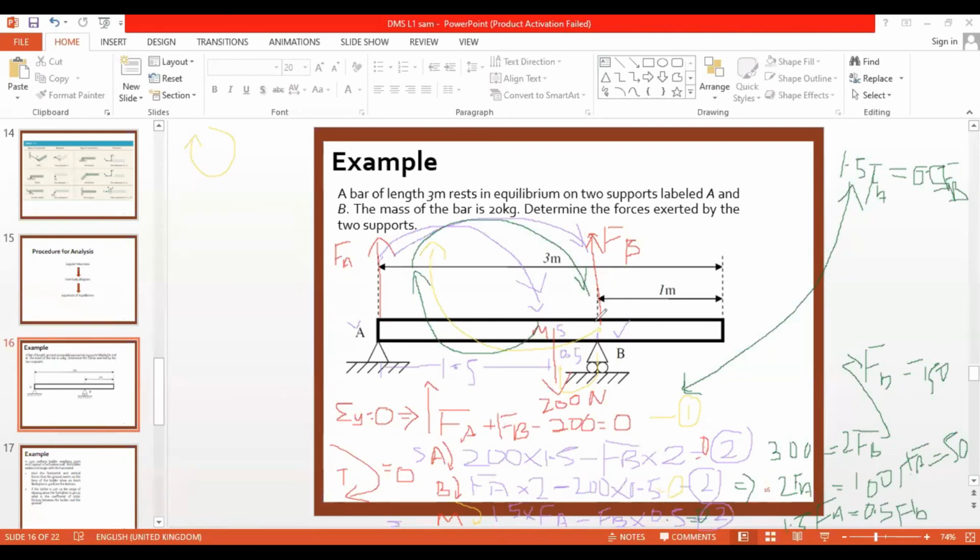So when you take moments, try to start by taking moments from an unknown force's line of action, because M you know, so it's better to have it in the equation. Here I have M equal to 200 in the equation, here also I have it in the equation, but here I don't have it in the equation. This is a known body, and it's better to have the known body in the equation. So whenever you are taking moments, take them from the unknown force acting points.